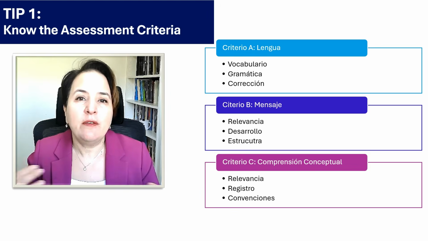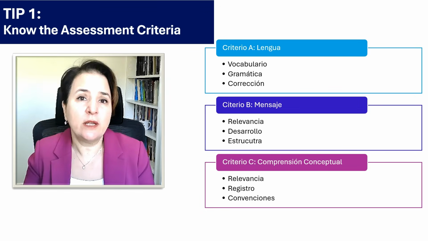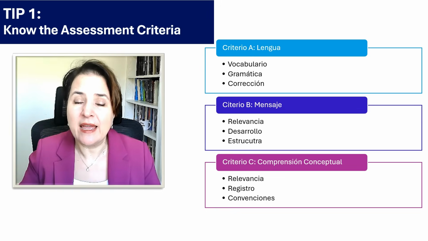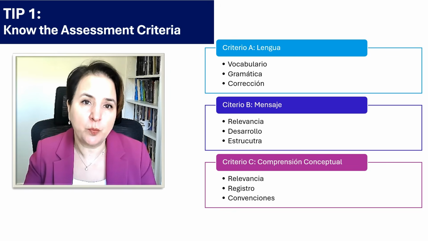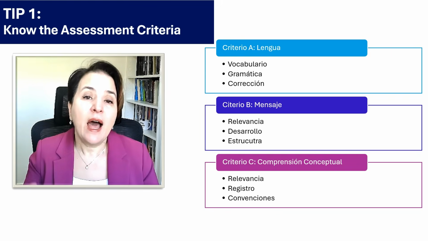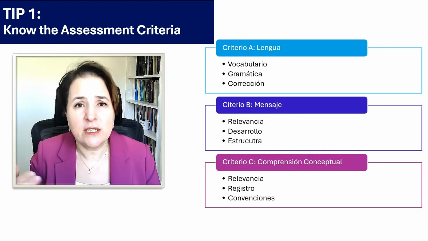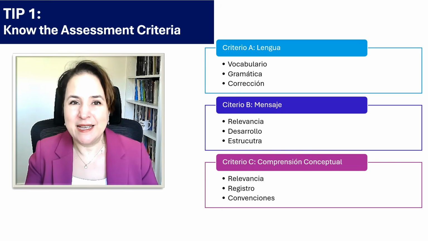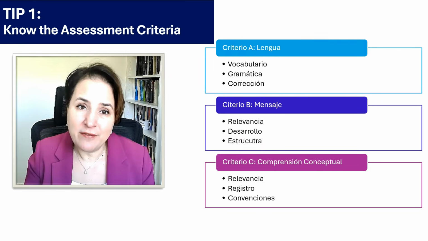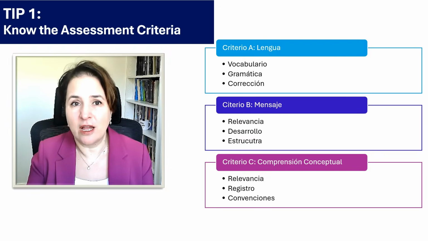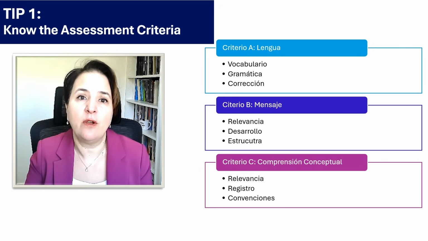How well you develop the points that you're trying to make, how many details you provide. There's enough evidence there to support your arguments, to support what you're trying to say. And finally, how well organized, how well structured are those ideas? So for message, I repeat again, it will be how relevant they are, how well developed your ideas are, and how well organized and structured they are, so that the ideas flow.